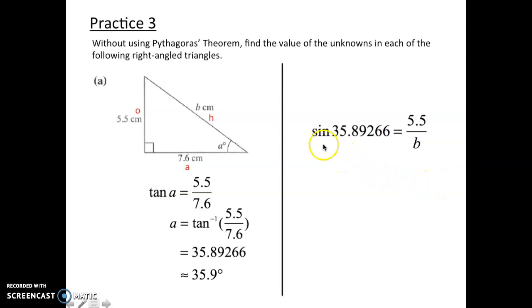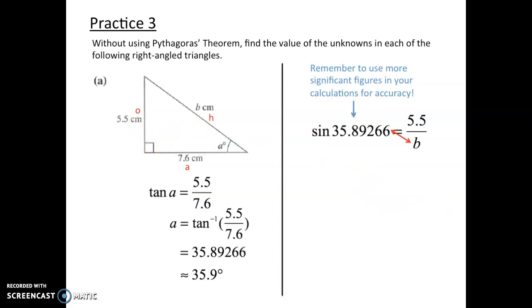Do take note that when you're using the angle from the previous part, you must remember to use more significant figures so that your accuracy will not be compromised. To form the equation, we have sine a degrees, which is 35.89266, equals to O over H. So my O is 5.5 and my H is my unknown B.